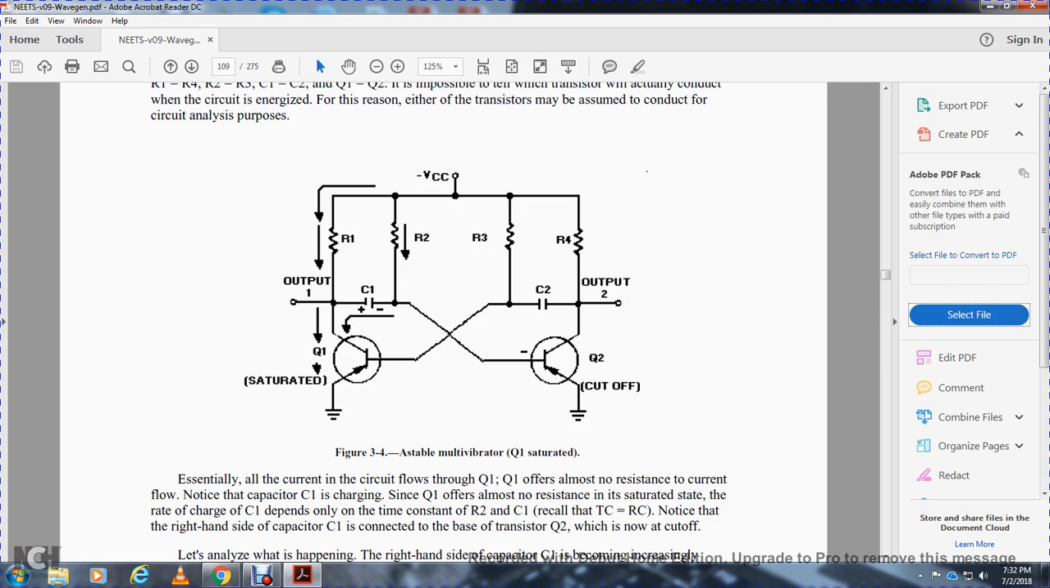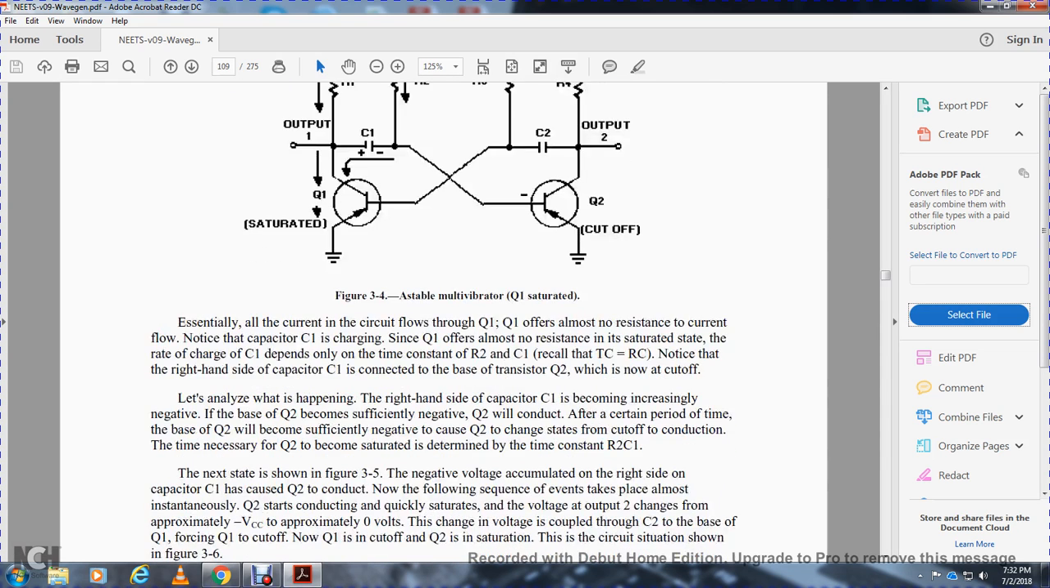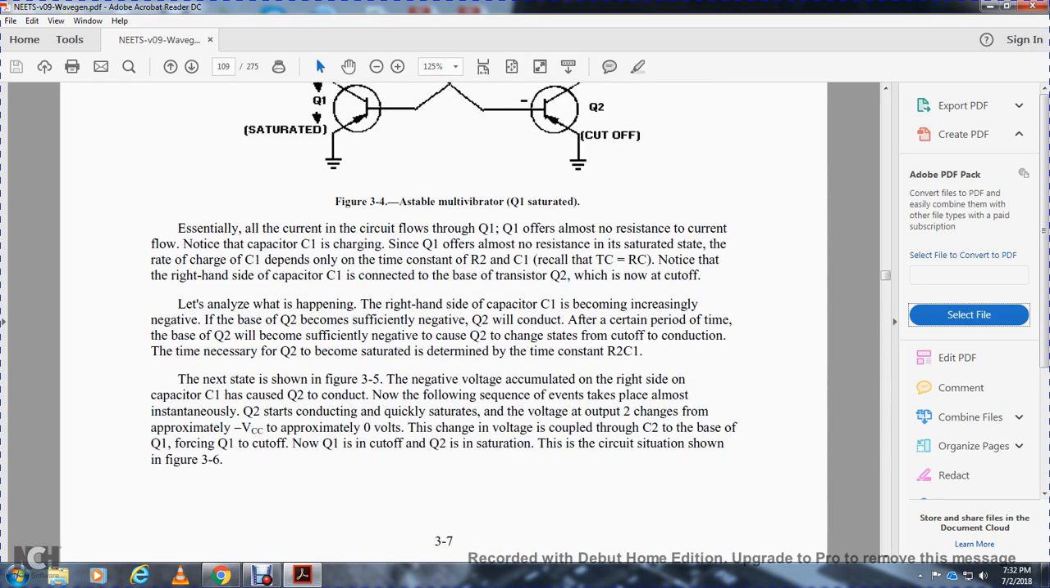Note that the right-hand side of capacitor 1 is connected to the base of transistor 2, which is now cut off. Let's analyze what happens. The right-hand side of capacitor 1 becomes increasingly negative, and the base of transistor 2 becomes sufficiently negative. Transistor 2 will conduct after a period of time, when its base is sufficiently negative to change the state from cutoff to conduction. The time necessary for transistor 2 to become saturated is determined by the time constant of resistor 2 and capacitor 1. Note, the next state is shown in figure 3.5.